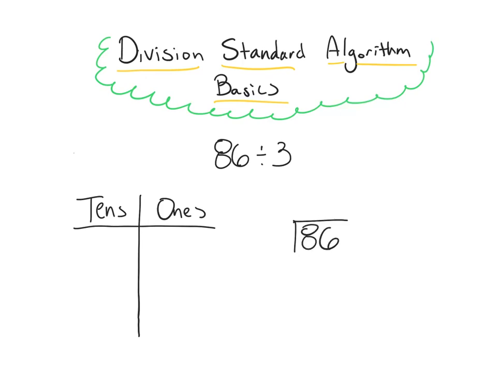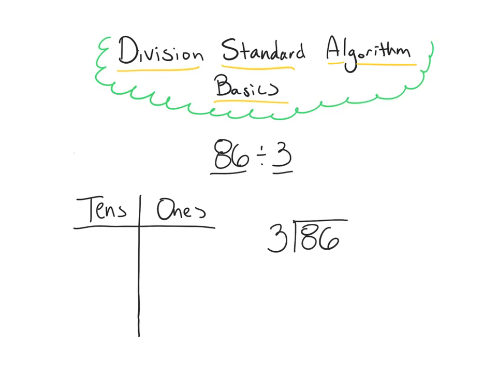We have what looks like half of a rectangle. If I filled in the rest, it would look like a rectangle there. But it's just half of a rectangle. The 86 is the dividend from the problem, and the 3 is the divisor. 86 goes on the inside, and the 3 goes on the outside.